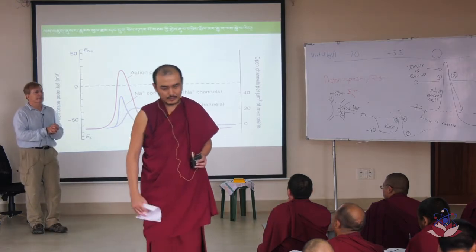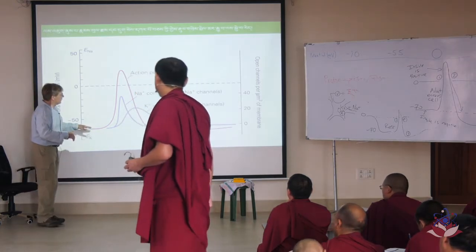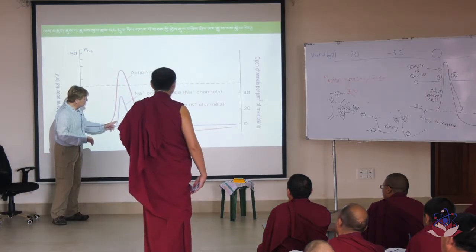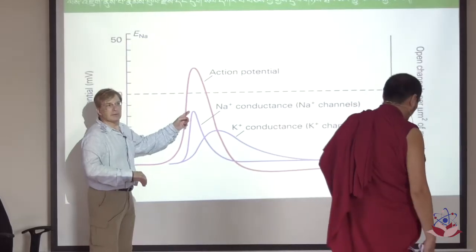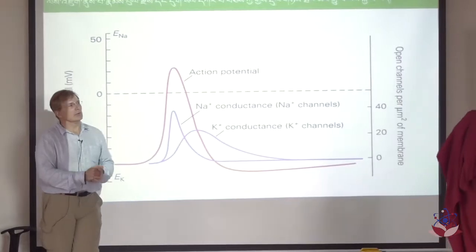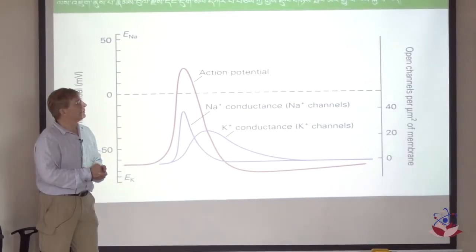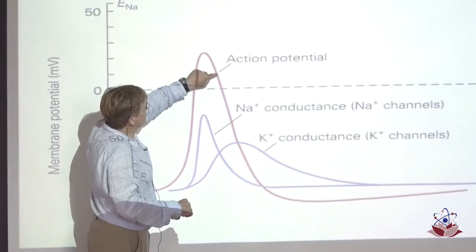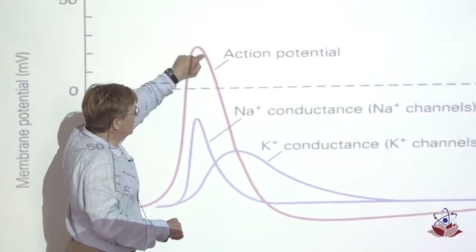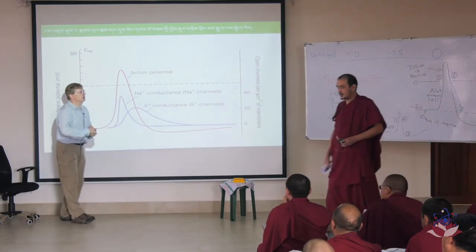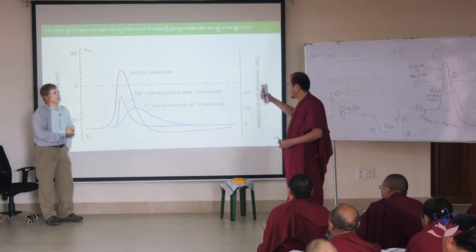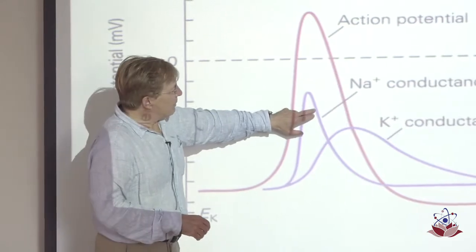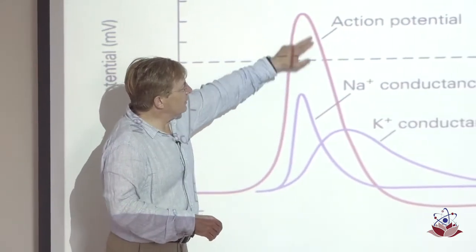So let's look carefully at this. So the beginning of the action potential is sodium coming in. And then the action potential stops and it starts going back towards more negative values. What happens to sodium during this period?